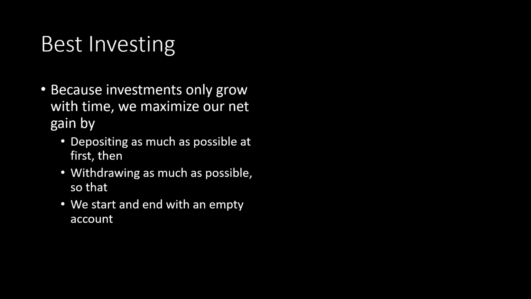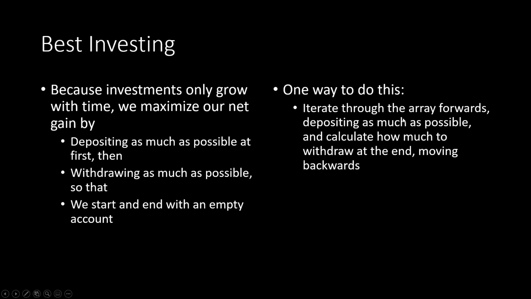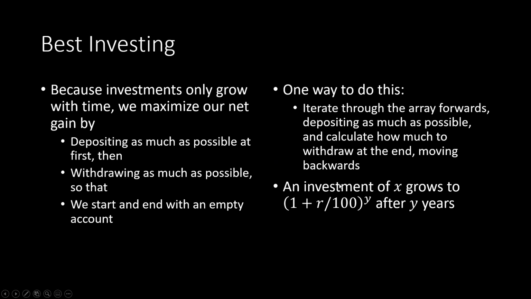So we want to start and end with an empty account, depositing as much as possible, and then withdrawing as much as possible. There's more than one way to solve this problem, but the way that I did it is we basically have two pointers that are going through all the possible years, so going from 0 to y. One pointer is looking at when we're depositing, the other one is looking at when we're withdrawing. The depositing one is going to go forwards, and the withdrawing one is going to go backwards.